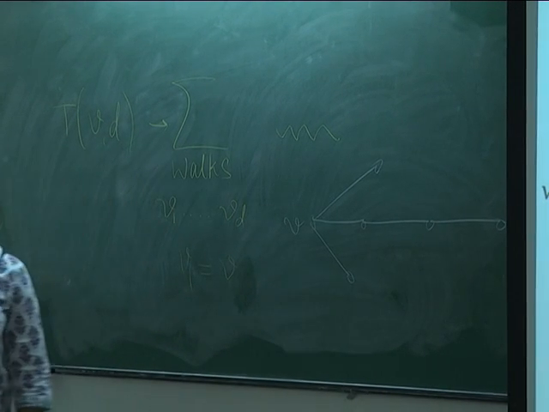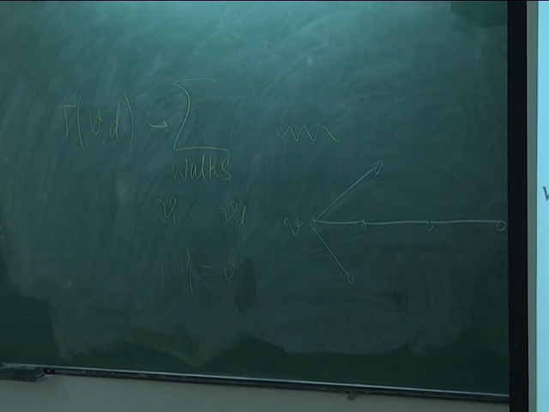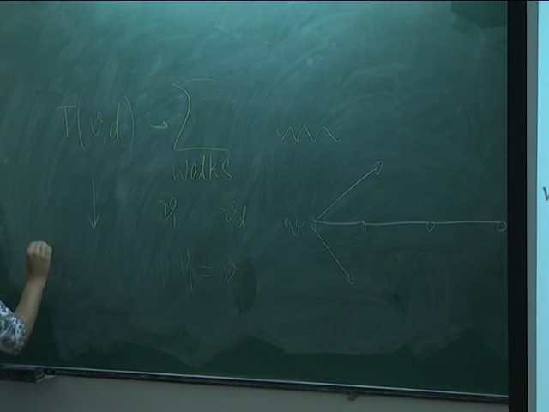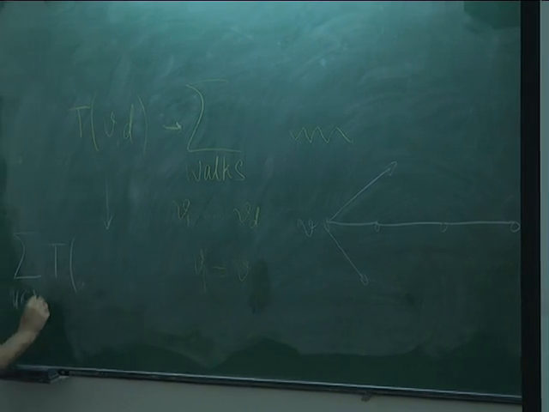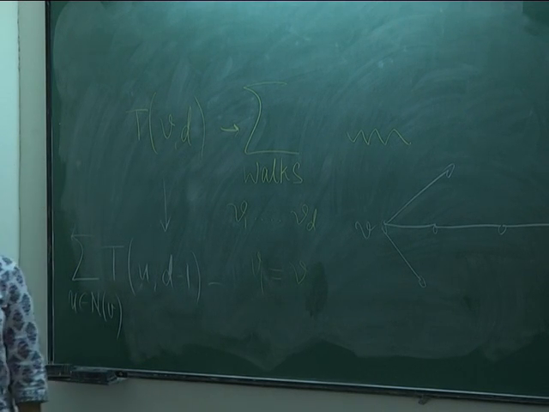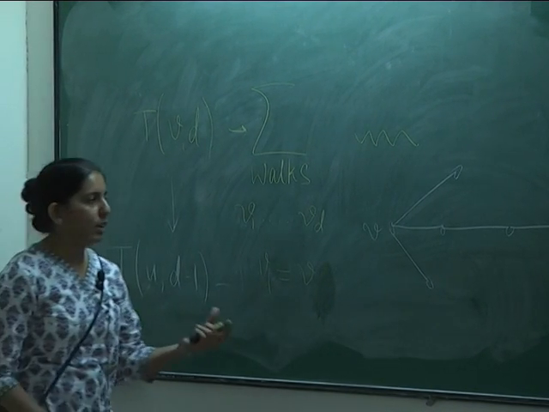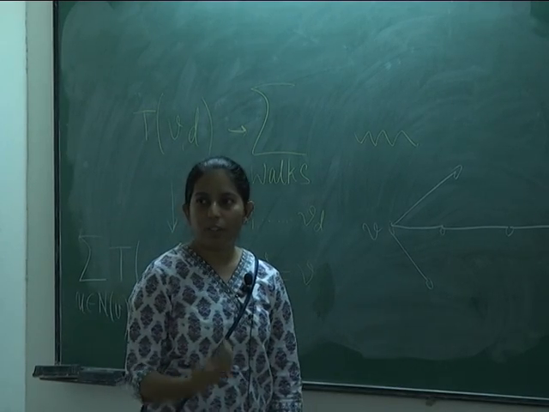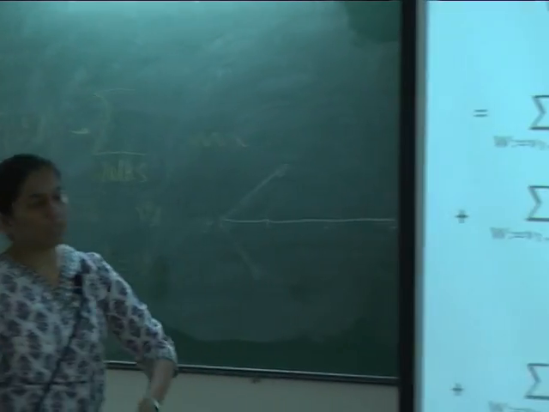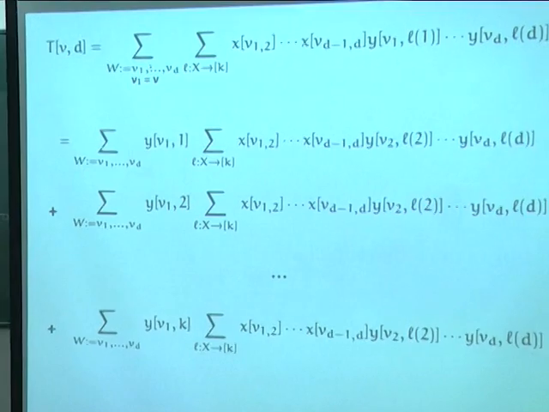If a walk of length d is starting at V, what must it do? It starts at V and then goes to a neighbor of V, right? So for dynamic programming, here's what we'll try to do. We'll try to go from T(V, d) to the sum over all neighbors U of V of T(U, d minus 1), times something. Any walk of length d starting at V can be thought of as the union of all walks of length d minus 1 starting at one of the neighbors of V.